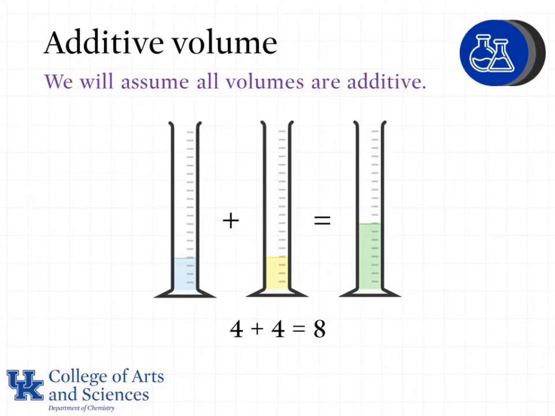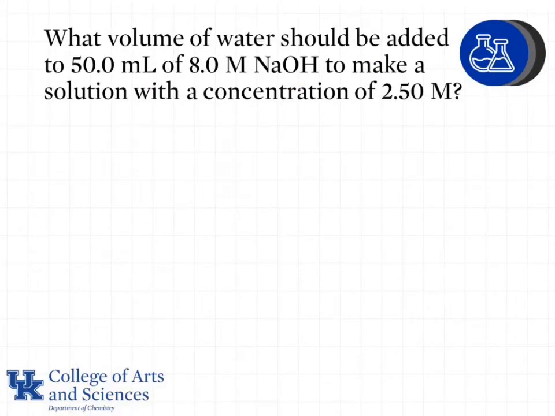Let's look at another example involving the dilution formula. What volume of water should be added to 50 milliliters of 8.0 molar NaOH to make a solution with a concentration of 2.50 molar? The key word here is added. We already have 50 milliliters of solution. We need to know how much additional water we need to add.